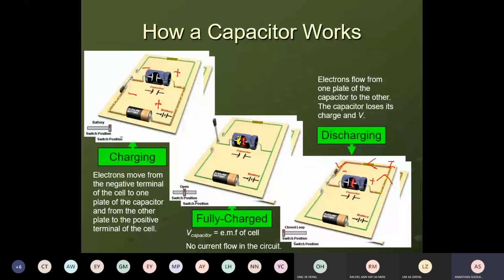So here, if you fix the light bulb, it will light up for a short while, but energy is retrieved from the capacitor. Any questions so far from this diagram?